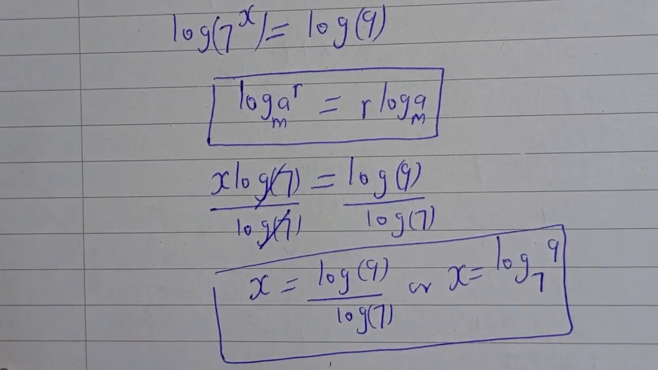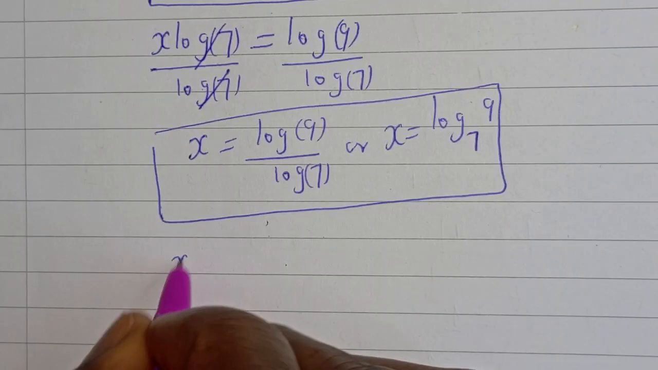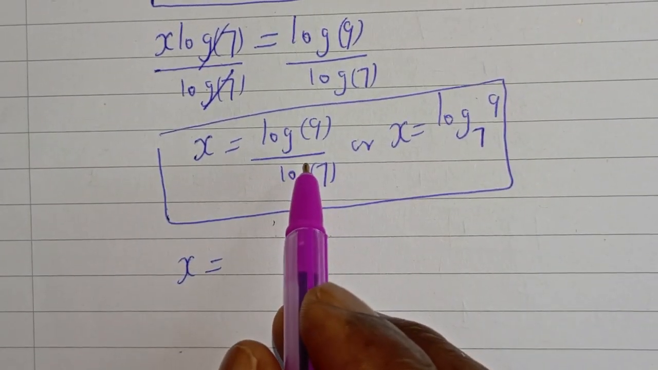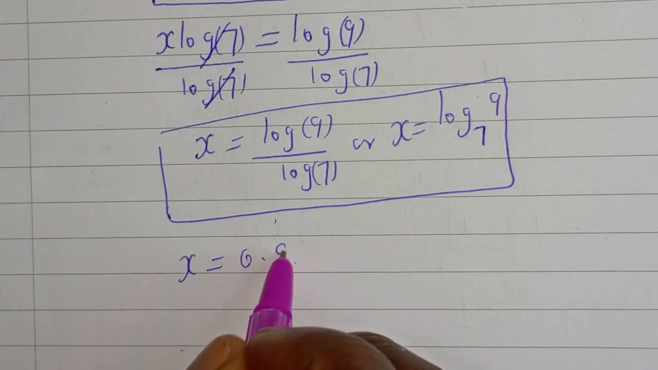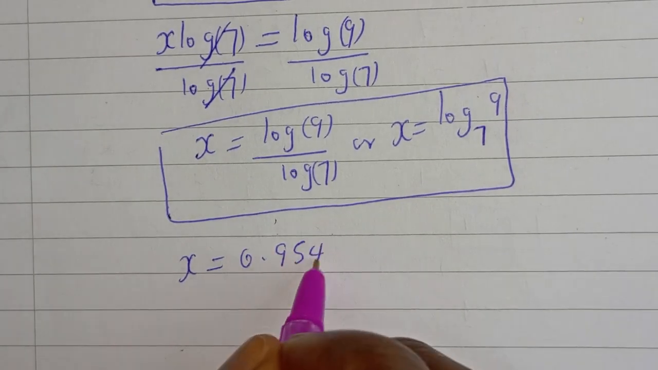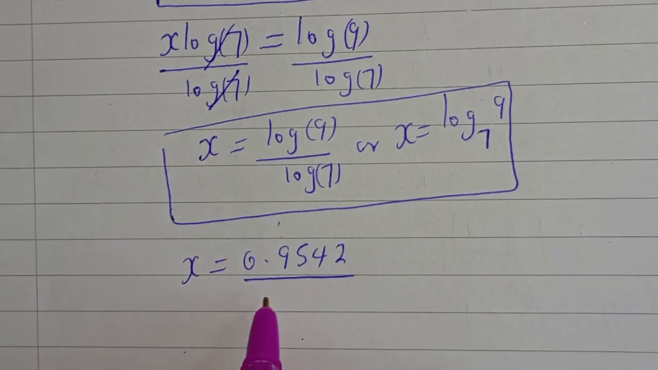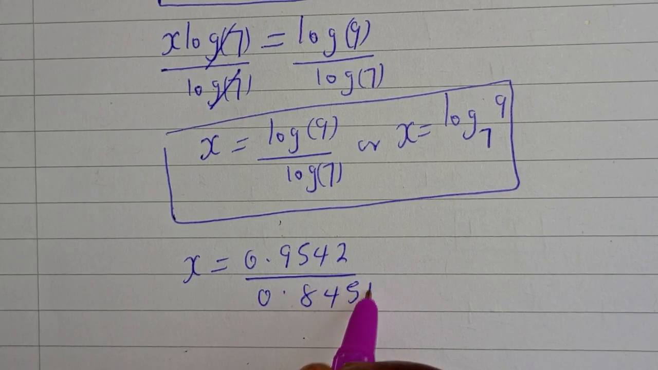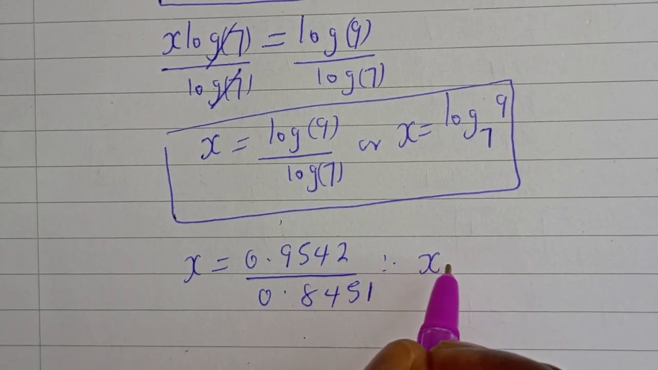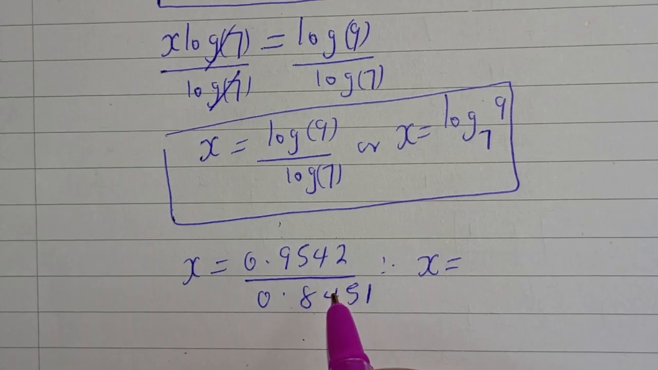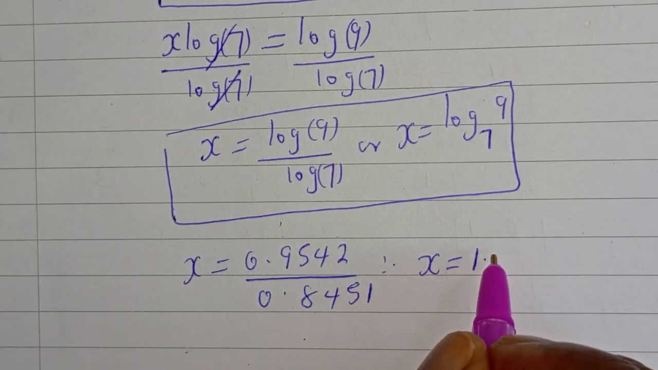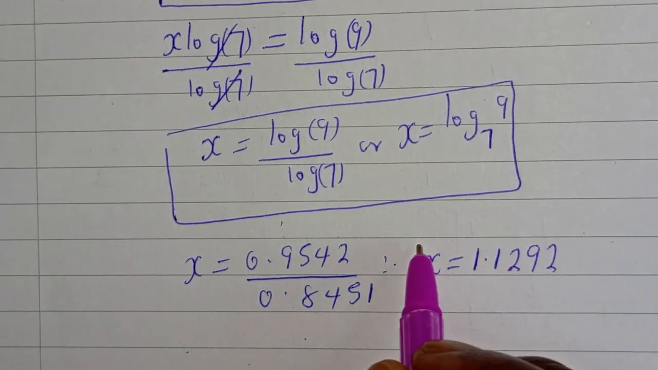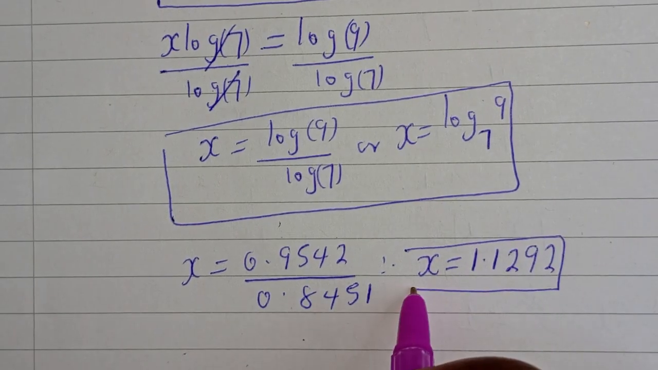Then we can express further. If you press your calculator, s is equal to log 9 is 0.9542 and log 7 is 0.8451. Therefore, s is equal to, if you divide this by this, we have 1.1292. Now you may also solve this using natural log.